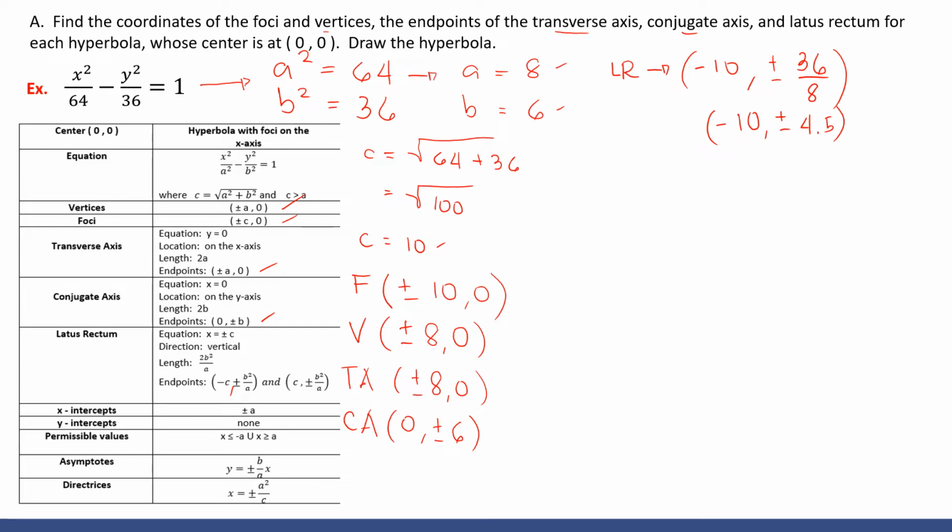While the other is positive c, so that is positive 10, and then we have plus or minus 4.5. So these are the endpoints of our latus rectum. And then draw the hyperbola.